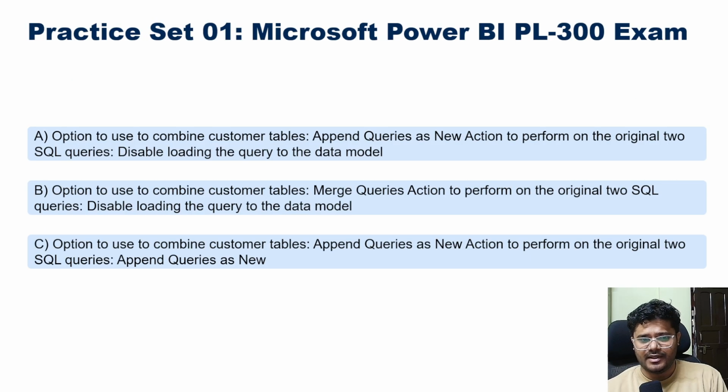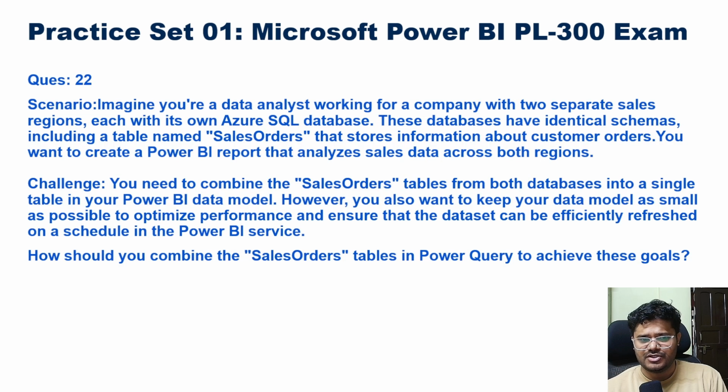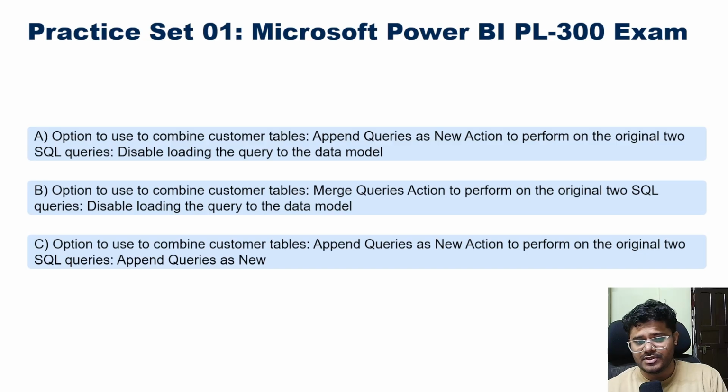So your options are: Option A, to combine customer tables, use the append queries as new action on the original two SQL queries, and disable loading the query to the data model. Option B, to combine customer tables, use the merge queries action on the original two SQL queries, and disable loading the query to the data model. Option C, to combine customer tables, use the append queries as new action on the original two SQL queries, and append queries as new. So there are your three options. You can think about what the solution for this question is, and I'm going to pause the video here for 10 seconds. Your time starts now.